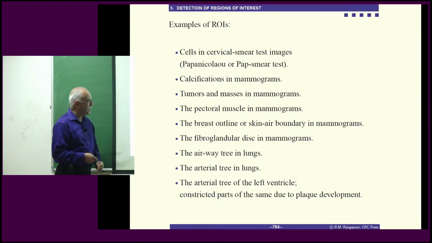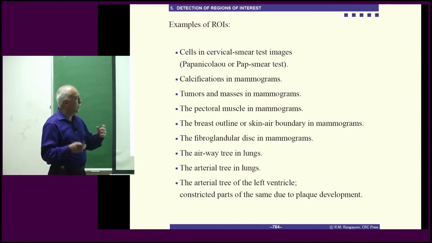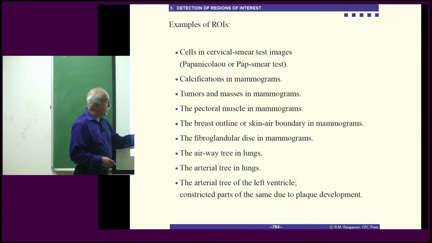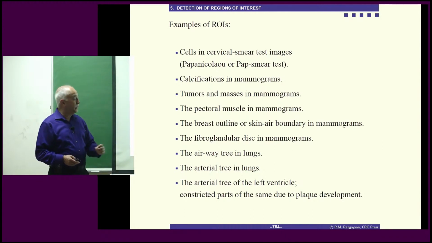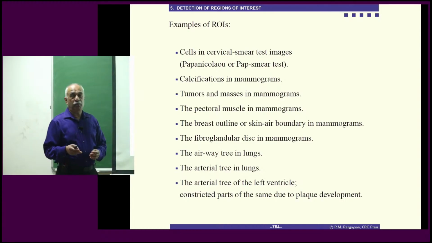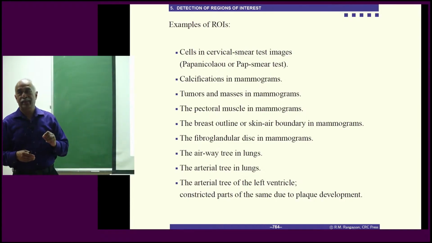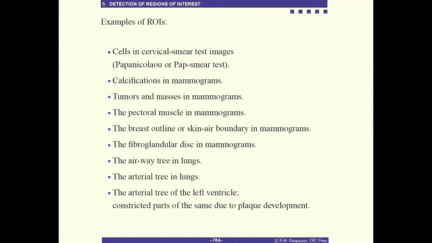Airway tree in lungs, arterial tree in lungs, or the arterial tree in the brain. The arterial tree of the left ventricle in particular, where constricted parts due to plaque development or deposition of something, you may want to detect that in particular after you detect the blood vessels.